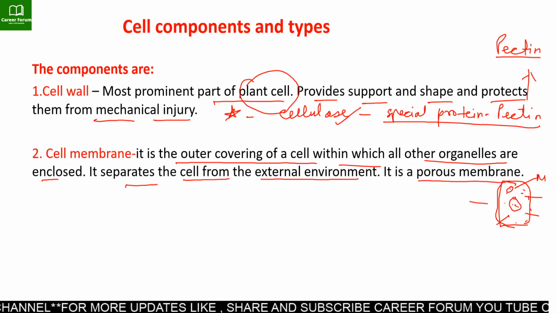It is usually a porous membrane. Porous means they are selective in nature. This we will discuss later in the other sessions. Okay, because here I'm just giving you the brief idea about the cell membrane.